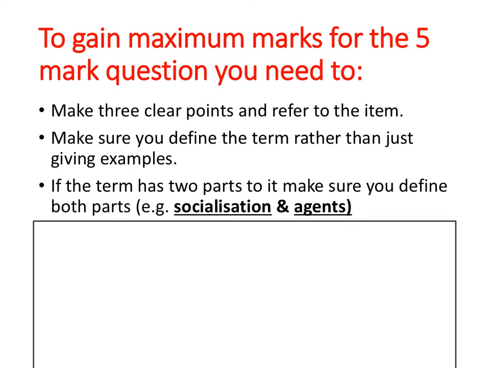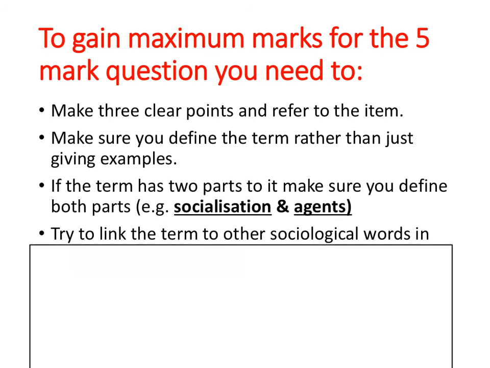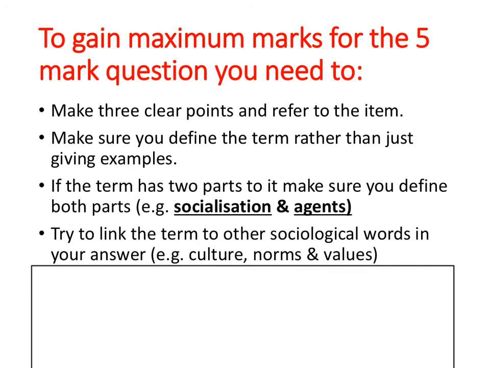If the term has 2 parts to it, make sure that you define both parts. So if the question was about agents of socialisation, you would need to explain both the idea of socialisation and also what we mean by an agent. If the question was about primary socialisation or secondary socialisation, again, you would need to explain both parts of the term.